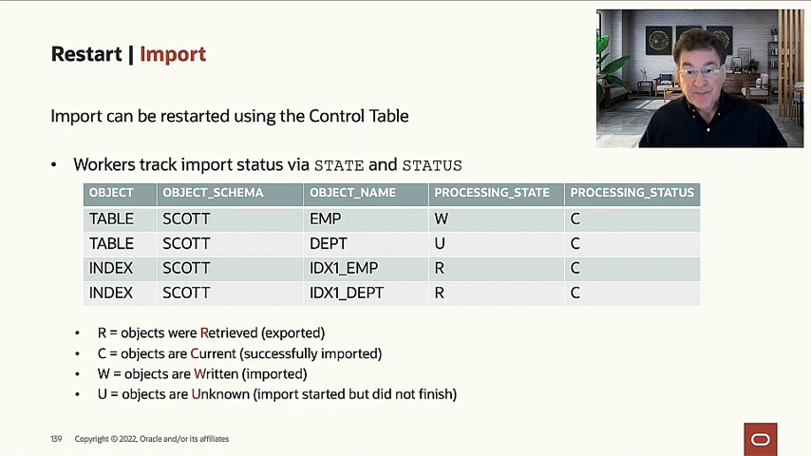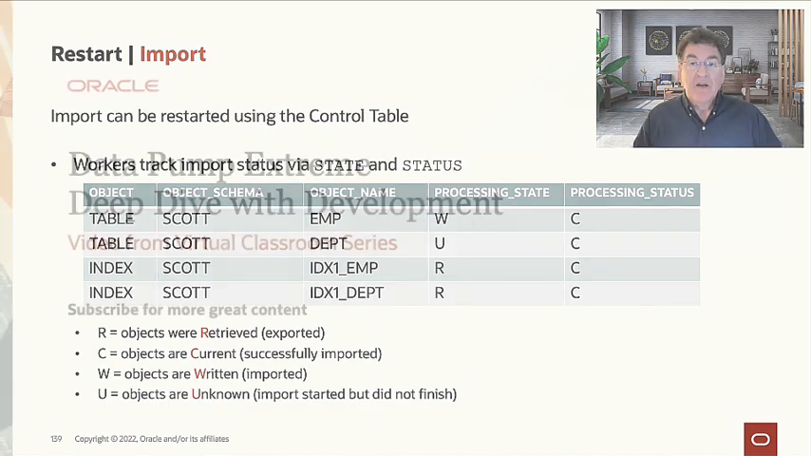The value U, or unknown, in the status field for the table scott.department indicates that the import started but did not finish. When Datapump import restarts, it looks for a row with the value U in the status field and continues with that object. In this case, the table scott.department will be imported again. After that table is created, the import job will continue with the remaining objects. In this case, it will be the two indexes that have an R for retrieved or exported in the state column.